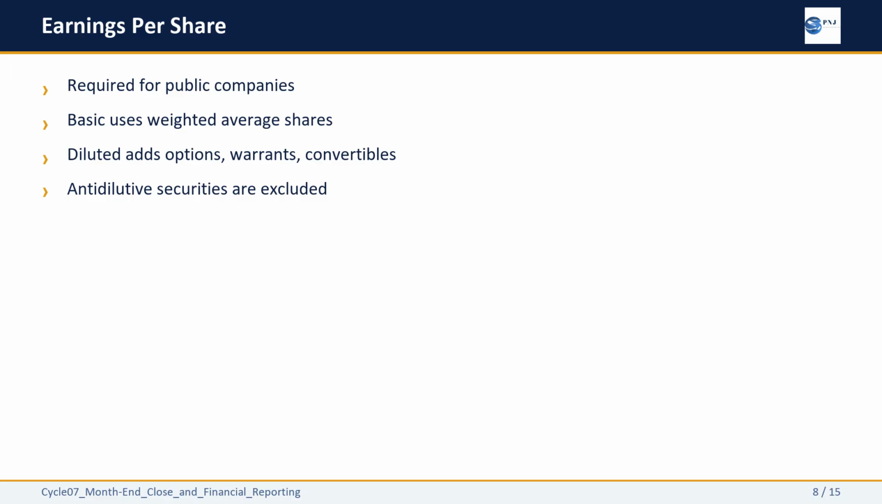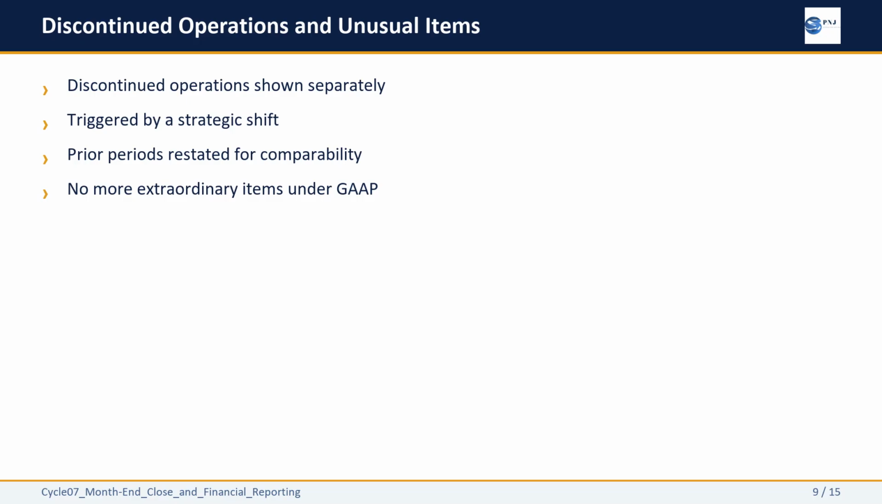There is one important guardrail. Antidilutive securities, those that would actually increase EPS, are excluded because including them would overstate your results. Always present both basic and diluted figures. What happens when part of the business is sold or shut down?